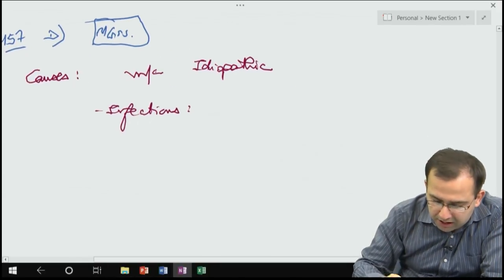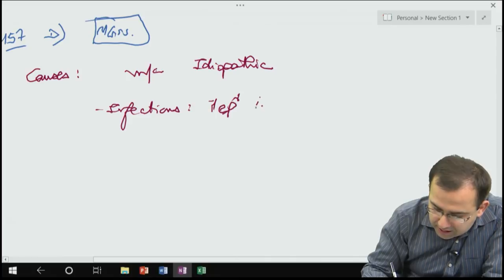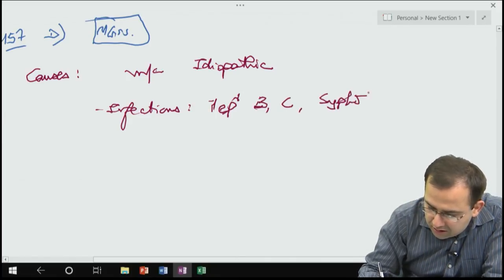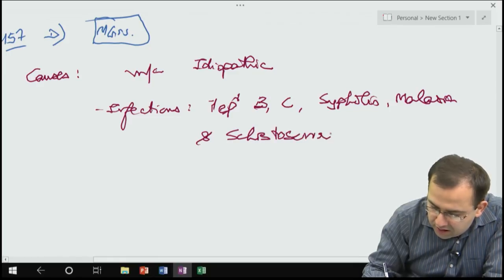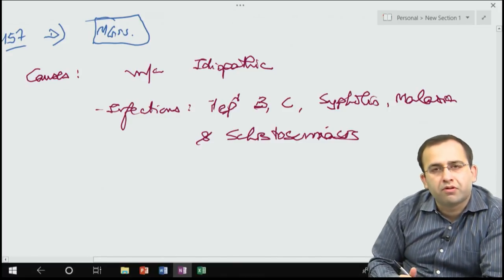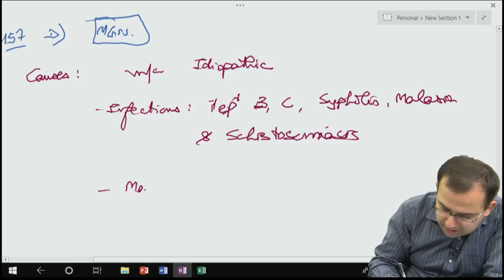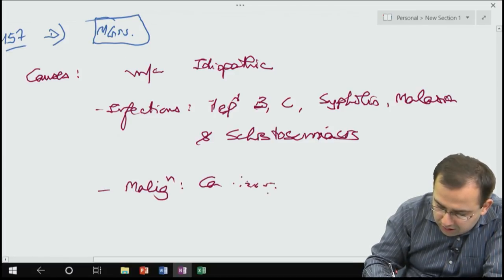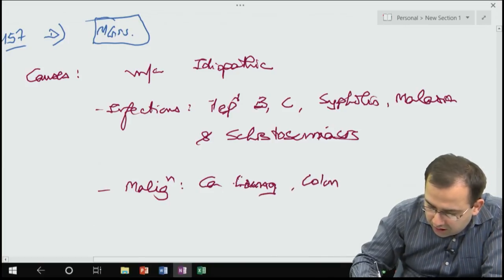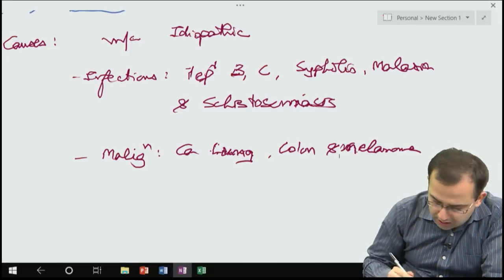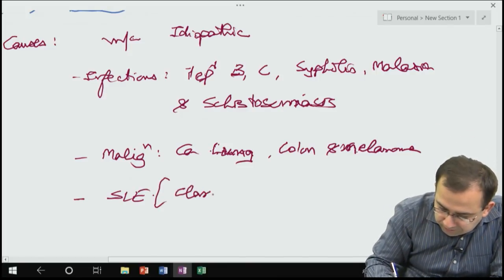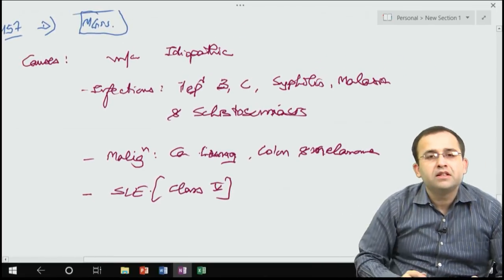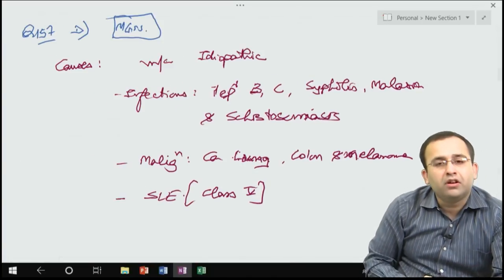Other causes are infections, easy to remember: hepatitis B, C, syphilis, malaria, and schistosomiasis. Next, malignancies. That is carcinoma lung, colon, and melanoma. And the last is SLE, systemic lupus erythematosus. Which class of SLE? Class 5. Remember, class 5 lupus is membranous lupus nephritis. So, these are the causes of MGN.